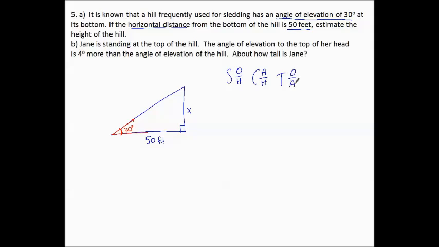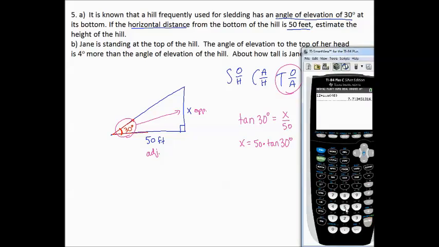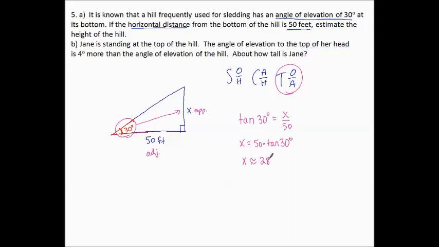All right, let's label from the angle that we have: opposite and adjacent. Hypotenuse, there's nothing, so we won't worry about that. Opposite and adjacent is tangent. So we'll write tangent of 30 degrees equals opposite over adjacent. Because x is in the numerator, we multiply. X is 50 times the tangent of 30 degrees. Grabbing our calculator, 50 times tangent of 30, and I get 28.9. So x is approximately 28.9.